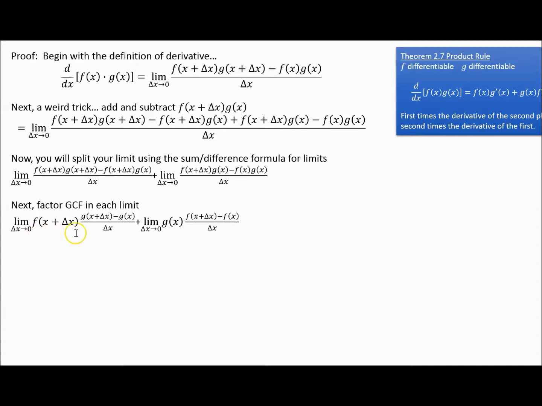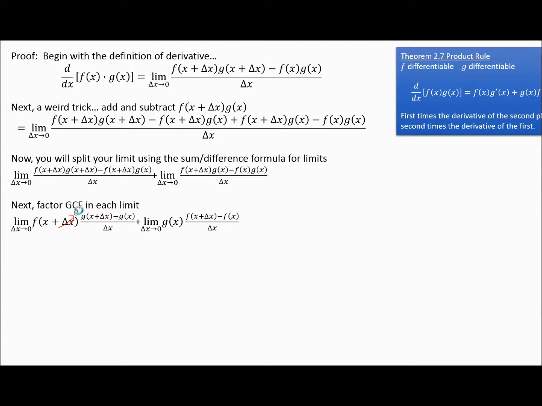So let's look at this limit on the left. If I have the limit as delta x goes to 0 of f of x plus delta x, I'm allowed, because f of x, remember, is differentiable. It's over here in the setup for the product rule. f of x is differentiable. Therefore, it's continuous, which means I'm allowed to plug 0 right into this delta x. So that's going to be 0 right there. Okay?